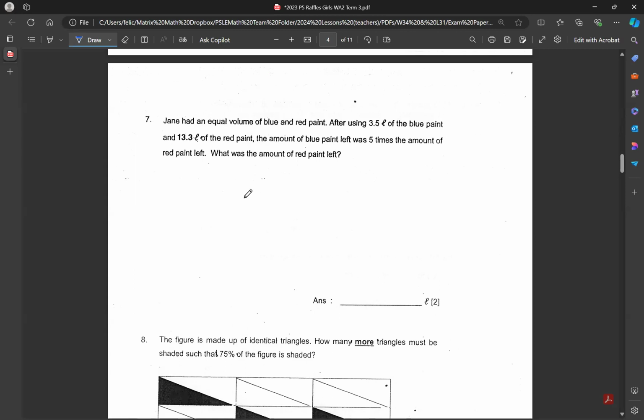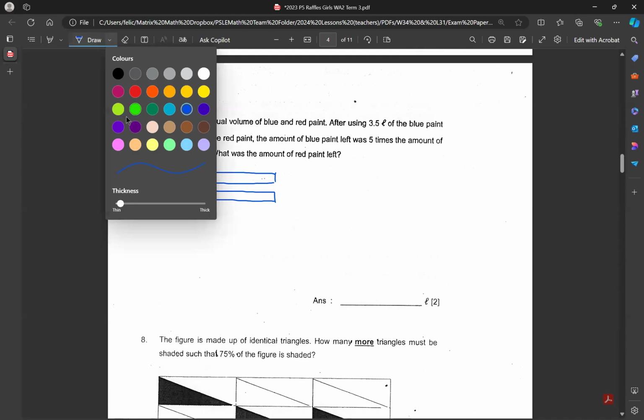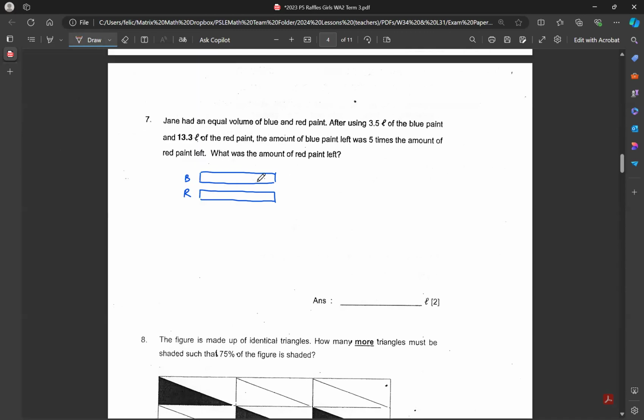Okay, so for this question, use one single model to solve. That would be a lot easier. So for blue and red, we start off with equal volume, so draw the same size. Now we are going to start to use 3.5 liters of blue. When you use, it means the model reduces in size. If it reduces, you can shade off your 3.5 liters. So I'm just going to use a different color to shade off 3.5.